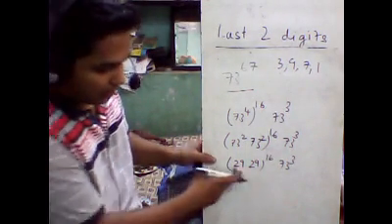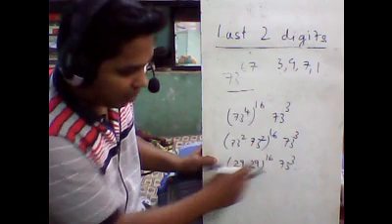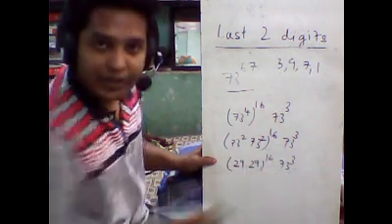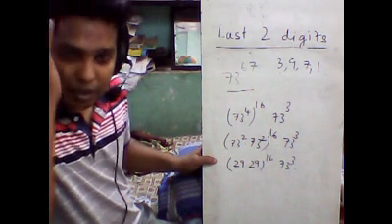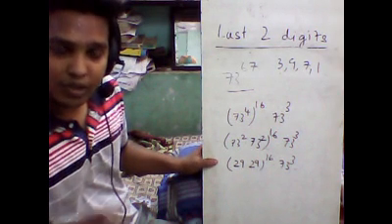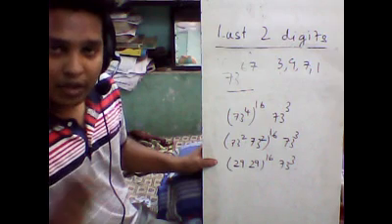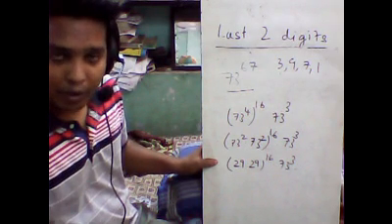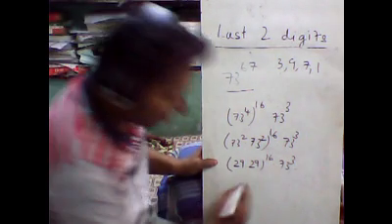Now we have 29 square, the whole power of 16, into 73 cube. The last two digits of 29 square is the same as the last two digits of 21 square, and 21 square is 441, the last two digits of which is 41.